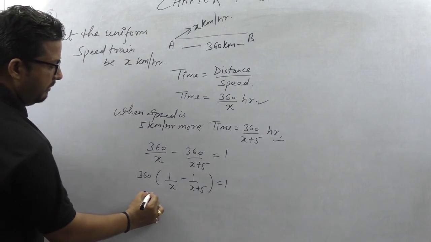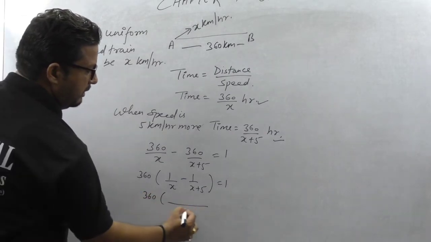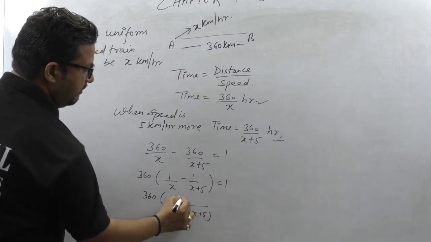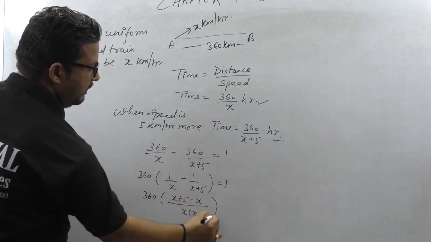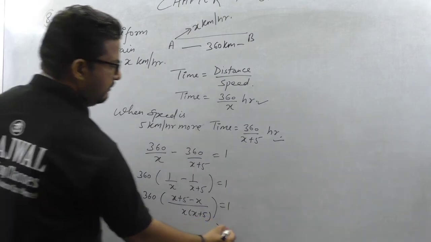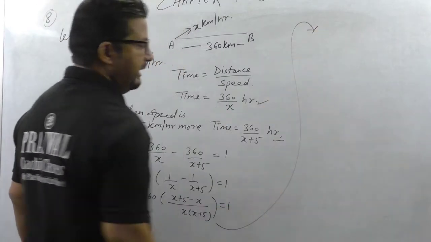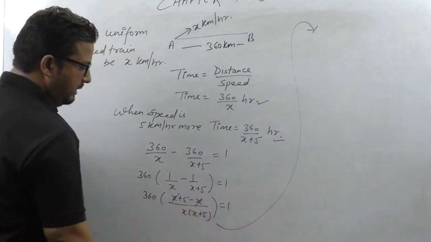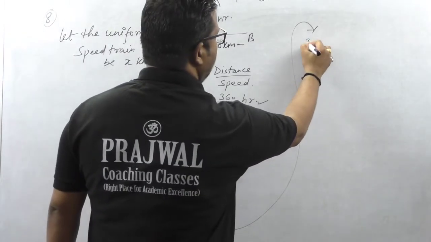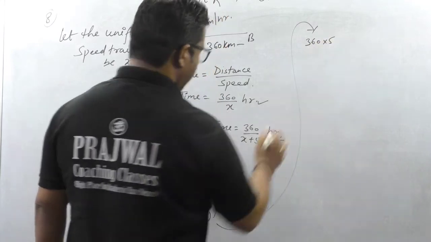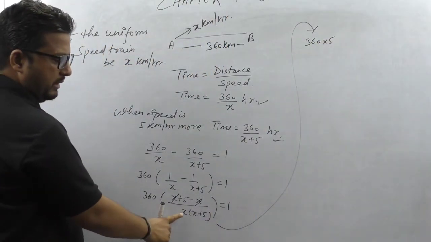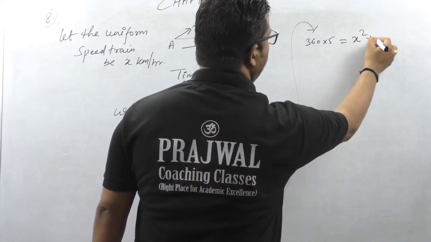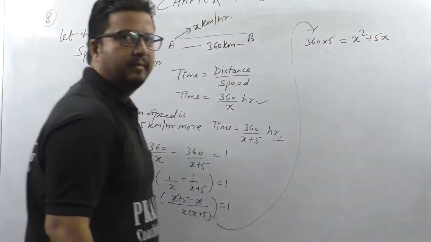So now here we can take the LCM. x + 5 will be the LCM, and here will come x + 5 minus x equals 1. Okay, it is 360 now. Here x and x will cancel out. So here we have 360 into 5, and this term will go that side. So it will be x square plus 5x.